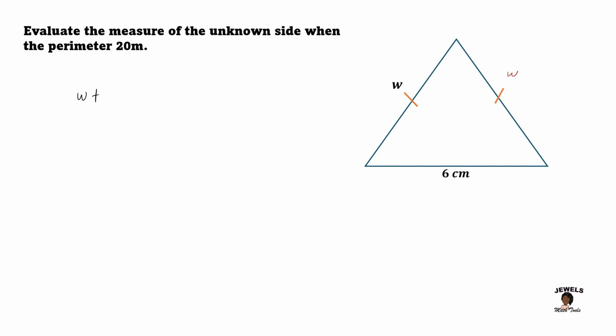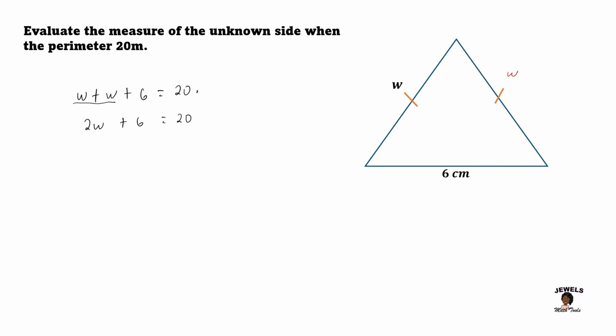So in calculating my perimeter, I will have W plus W plus 6, which should equal 20 meters. The first thing I'm going to do is simplify my two W's. W plus W will equal 2W, and this is being added to 6.